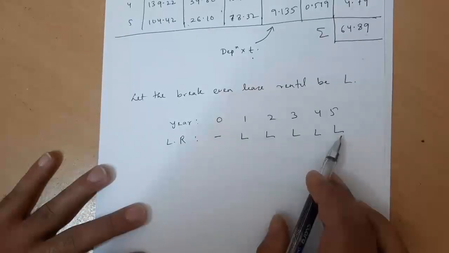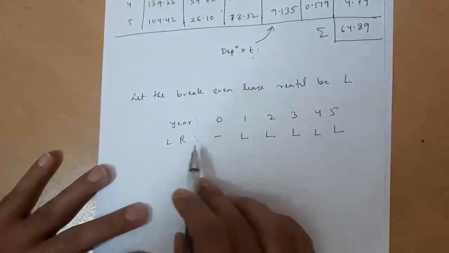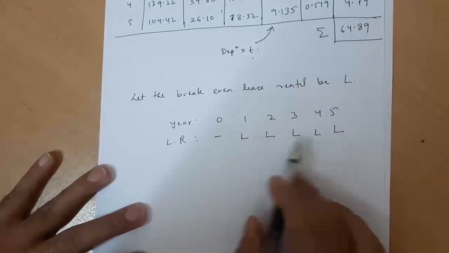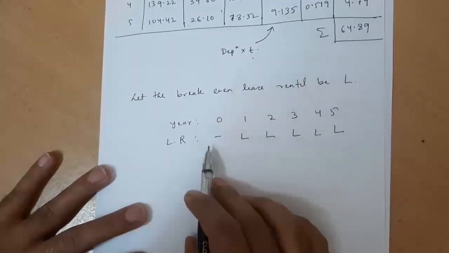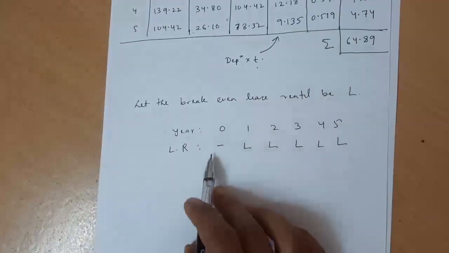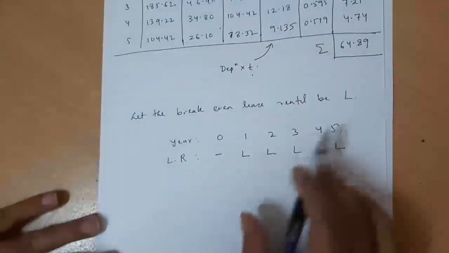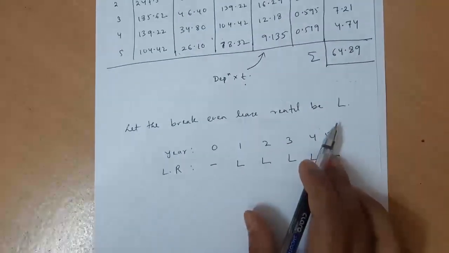You are doing the analysis from the lessor's point of view, so he will be having this income from the first year to the fifth year, and on the 0 year he will not get this amount. All right, so suppose the lease rental is L, we have made the assumption.